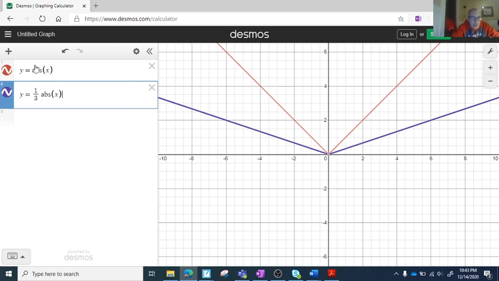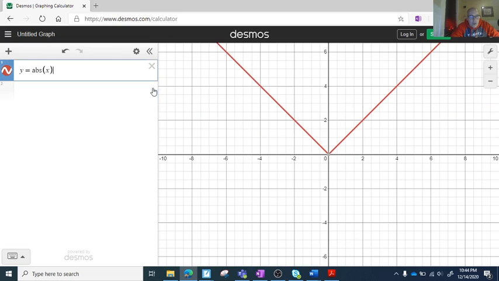Alright, so that number out in front controls the width of the opening of our V shape. How do you think we could make that V open down instead of up? Now, sometimes students get confused here and say, well, that's impossible because absolute value is always positive. And it is, but that's only between the absolute value bars.